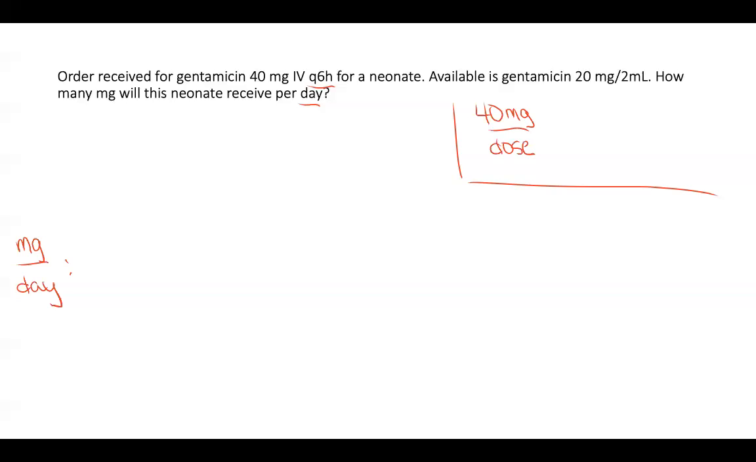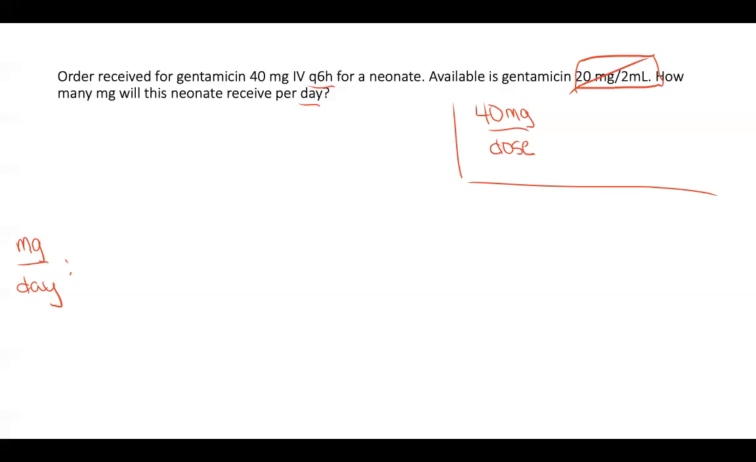So this question isn't asking us anything to do with milliliters. It's not asking us what we're going to administer as far as a volume to this patient. It's simply asking how many milligrams will this patient receive in a 24-hour period. So we don't need this information right here. Okay, it's not pertinent to solving this problem. It's not necessary, so we're leaving it out. All we need is the 40 milligrams per dose. And then we're going to need a conversion to convert dose to day.